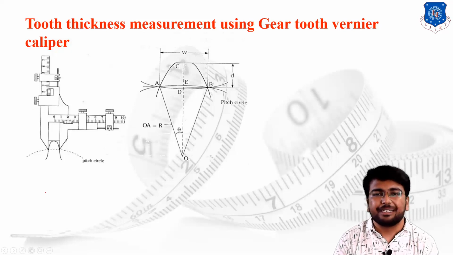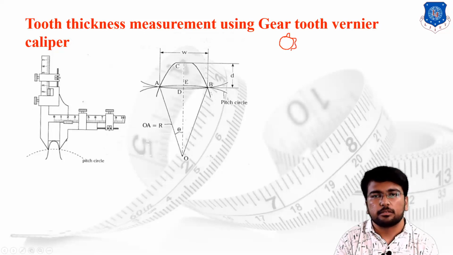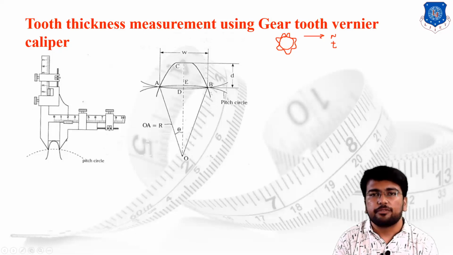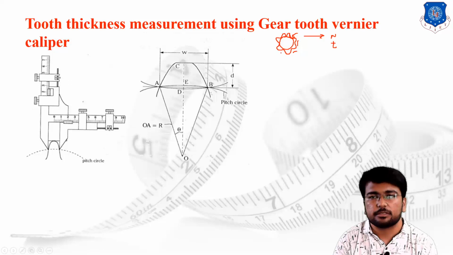Now let us understand a basic concept. We have a gear. Suppose this is the gear having n number of teeth. If the gear has n number of teeth, then I can say that the gear has n number of spaces as well. This is the gear space, this is the gear space. So I can say that the particular gear has n number of teeth as well as n number of tooth spaces.